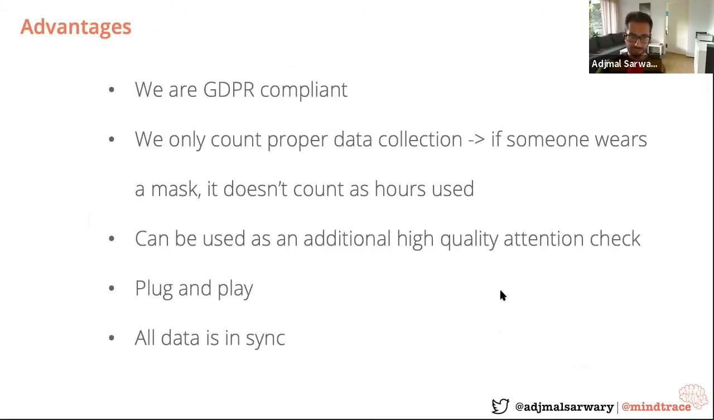Okay, so what are the advantages? Even though we do stream the webcam video to our servers, we are fully GDPR compliant. If you make use of us, we only count proper data collection. So you'd be surprised what some people do just to participate in a study and make some money. But actually, maybe you're not as surprised at all now that so many more run online studies. So if calibration did not go well and you still want to use the behavioral data, this doesn't count as hours used from our service.